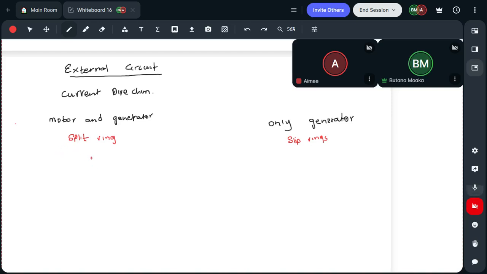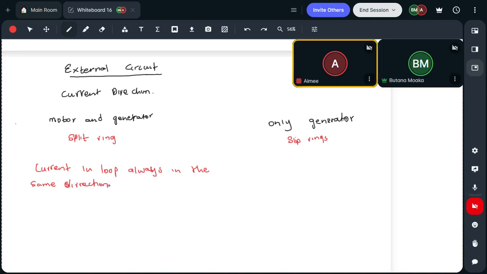So in motors and generator, what you need to note is that the current in a loop, it's always in the same direction. It's always in the same direction at the same pole. Why is this the case? Because the spill turns in the same direction. You understand?